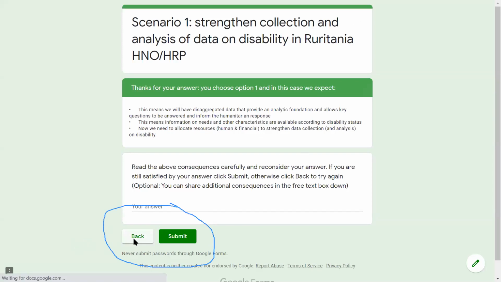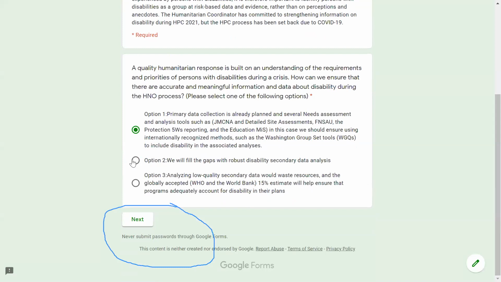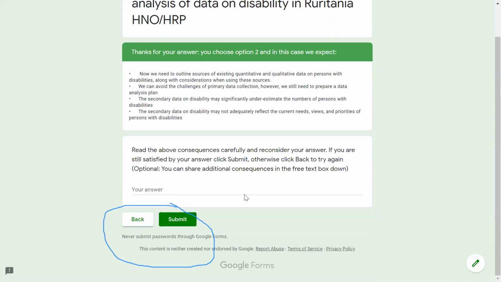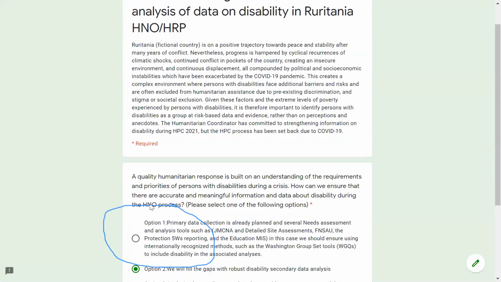Let's press back there. And if this time you change the dot to option 2, you would see what the consequences are for option 2. Press next. There you go. Option 2 is that you use the existing data that might be available in the context in Ruritania, and you see that there are several consequences to that. So read through those, and if you feel that you can live with those consequences, press submit or press back and see what option 3 is.